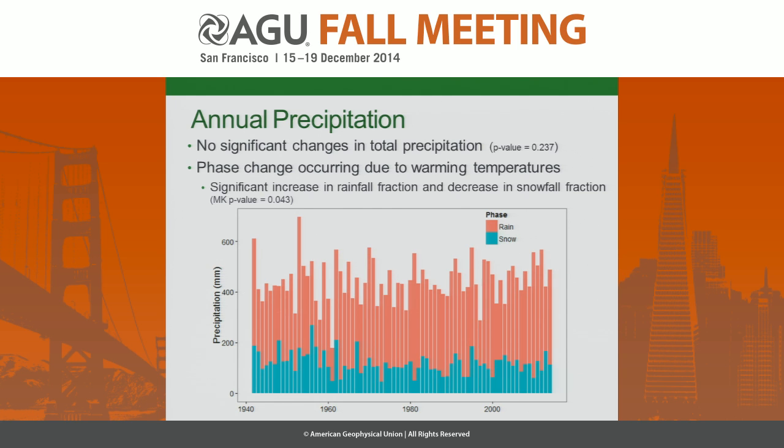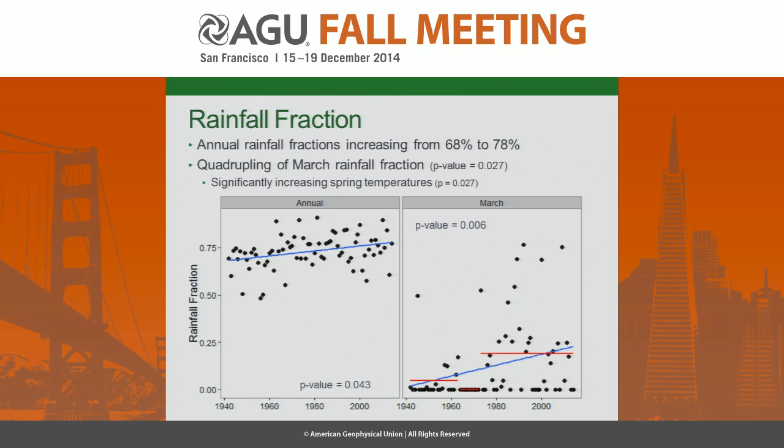So to get into some changes that we have seen in the basin, looking at annual precipitation, there has been no changes to the total amount of annual precipitation. But what we are seeing occurring is a phase change, and this is due to increasing temperatures that we've noted. So there's been a significant increase in the rainfall fraction of the precipitation and a decrease in the snowfall fraction. So this rainfall fraction has increased from 68% now up to 78% of that annual precipitation. So that's decreased snowfall amounts down to just 22%.